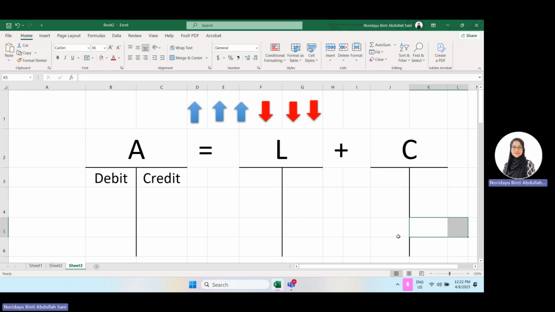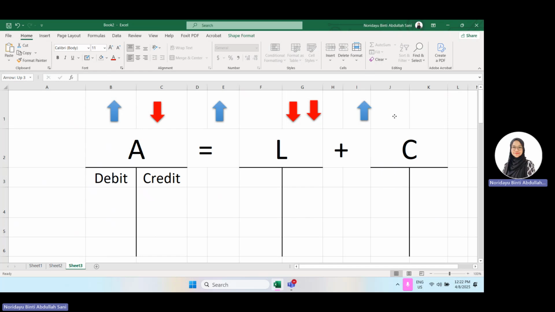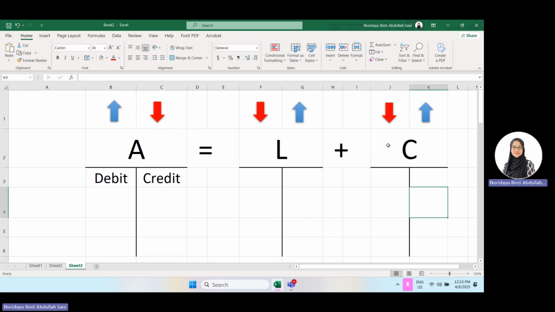All right, now I want to explain a bit on the effect on the accounting equation. Just now you got the idea: the asset will increase on debit, the asset will reduce on credit. And then your capital will increase on credit, it will reduce on debit. Meanwhile, liability should be the same nature as your capital. Okay, I give you a simple example. Now I want to reflect the effect on the accounting equation.